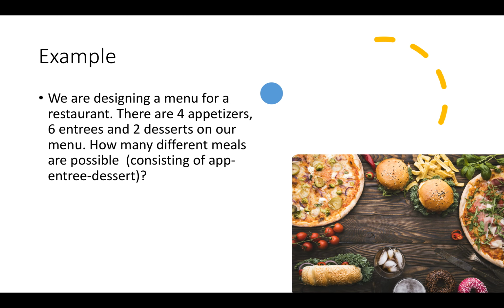There's one more. We're designing a menu for a restaurant. We have 4 appetizers, 6 entrees, and 2 desserts on the menu. How many different meals are possible if we consider a meal consisting of one of each of those things? Okay, 3-step process. Pick an app, pick an entree, pick a dessert. Multiply them together. 4 times 6 times 2. There's 48 different possibilities to create a meal at this restaurant.